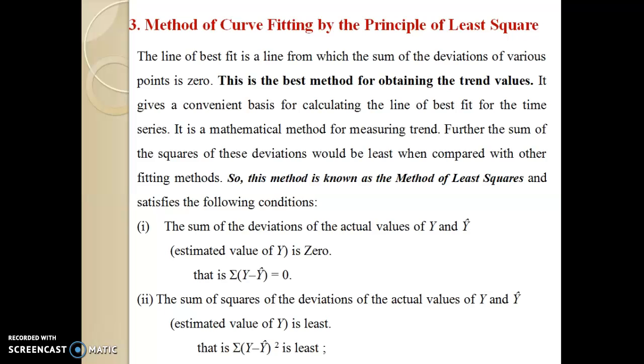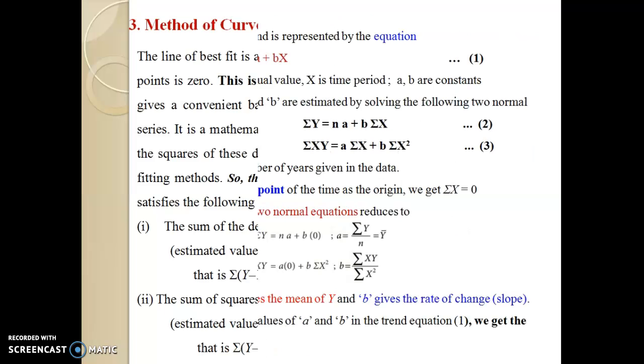And this method satisfies the following conditions. First, the sum of deviations of the actual value y and y cap is 0. And second, summation of (y minus y cap) whole square is least. Means the sum of squares of the deviations of the actual value y and the estimated value y cap is the least.